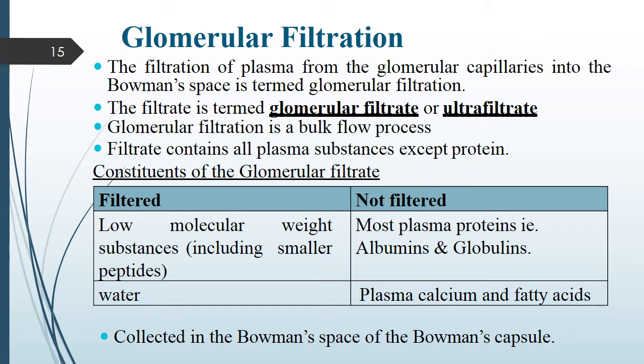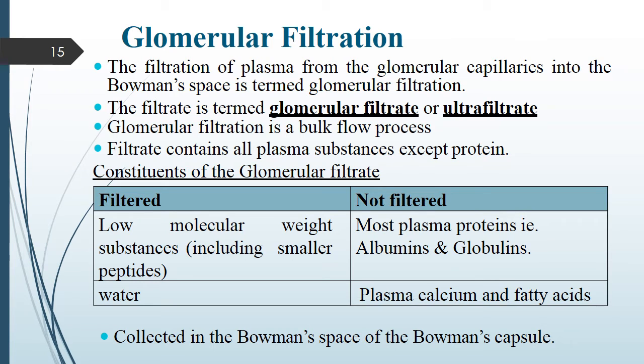The filtration of plasma from the glomerular capillaries into the Bowman's space is termed glomerular filtration, and the filtrate which is formed is known as the glomerular filtrate or the ultrafiltrate. Glomerular filtration is a bulk flow process, and the filtrate contains all plasma substances except proteins.